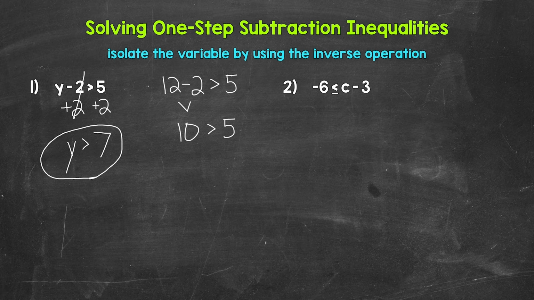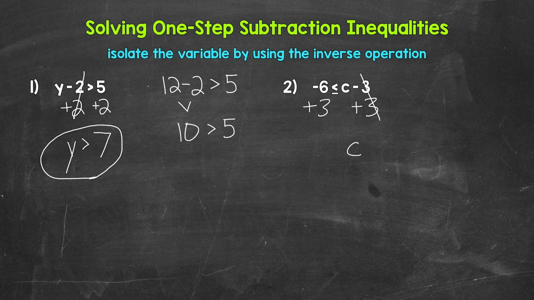Let's move on to number 2, where we have -6 is less than or equal to c minus 3. So we are subtracting 3 from c here. We need the inverse operation of subtraction. That's addition, so add 3 to the right side of the inequality. That means we need to add 3 to the left side as well. Now, as far as the right side, these 3's cancel each other out.